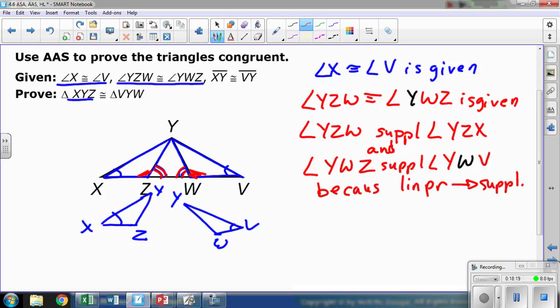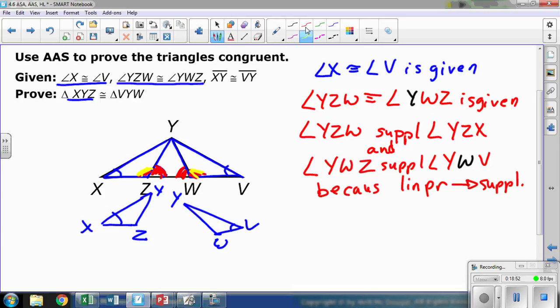Well, all of this stuff in the red was designed to get us one thing. In our third unit of the year, we had the congruent supplements theorem. The congruent supplements theorem says if you have a pair of congruent angles, like right here, and you know that they are both supplementary to two other angles, that forces these other two angles to be congruent.